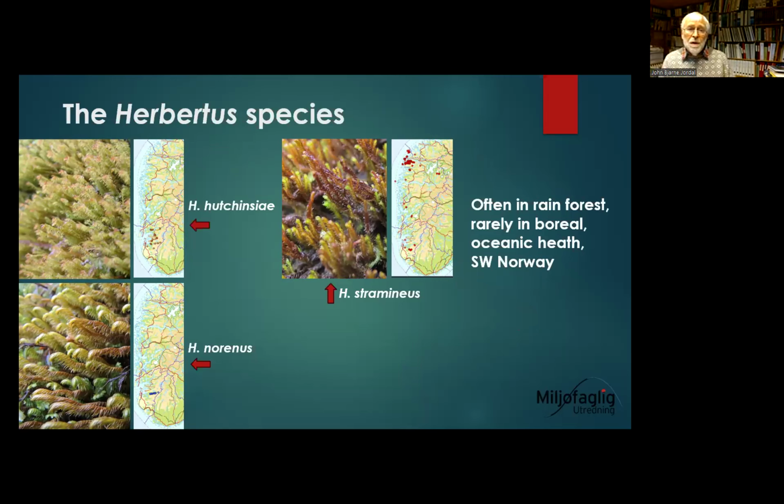And these species are mostly in other habitats and not so much in boreal heaths in Norway. Herbatus straminus is occurring mostly or especially near waterfalls and has its main distribution now in the northwest in Bremanger. And many other sites have disappeared because of hydroelectric power development.